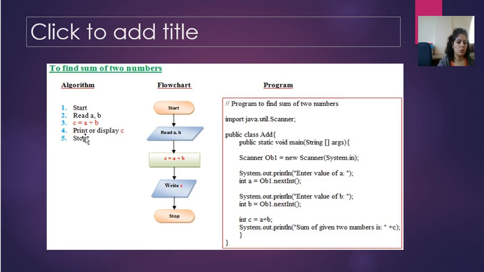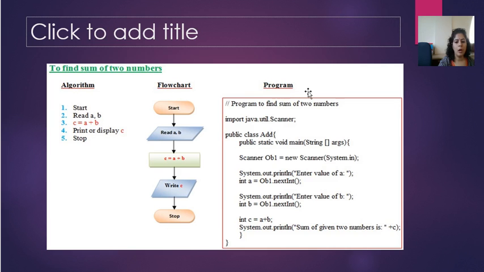Now the next step is to convert the algorithm into a flowchart. So this is start, read the value of a comma b. This is an expression, a plus b is equal to c, and write the value of c, display the value of c. This is another parallelogram, because this is the input parallelogram and this is the output parallelogram, and stop.